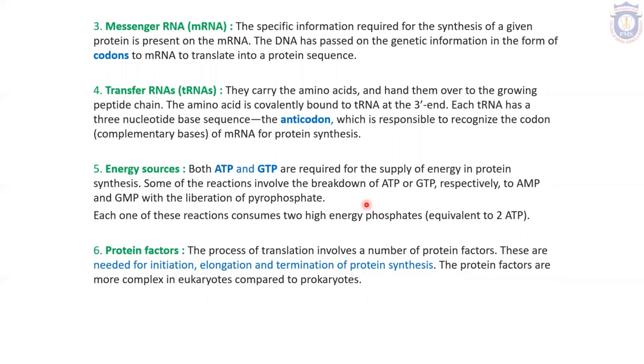Fifth one, energy sources. Both ATP and GTP are required for the supply of energy in protein synthesis. Some of the reactions involve the breakdown of ATP or GTP respectively to AMP and GMP with the liberation of pyrophosphate. Each one of these reactions consumes 2 high-energy phosphates, equivalent to about 2 ATP. Sixth one, protein factors. The process of translation involves a number of protein factors. These are needed for initiation, elongation, and termination of protein synthesis. The protein factors are more complex in eukaryotes compared to the prokaryotes.